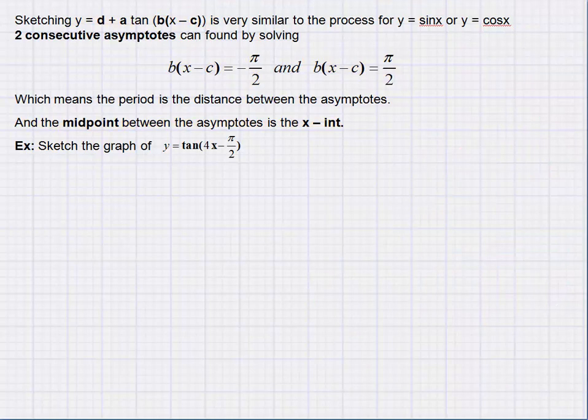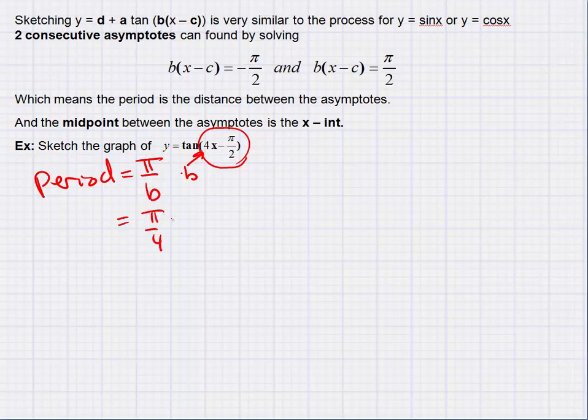So if I want to graph tangent of 4x minus pi halves, what do I need to know? Well, let's look at this piece right here. This is going to affect my period and my phase shift. Now, the period is not 4 and the phase shift is not pi halves. If I want to find the period, I use this value, which is b, and I take pi and divide it by b. So in this case, I take pi divided by 4. That's my period.